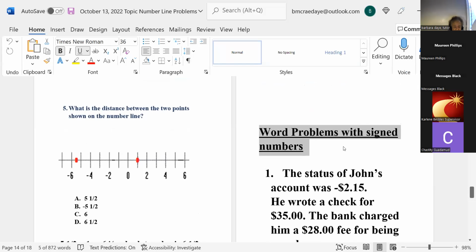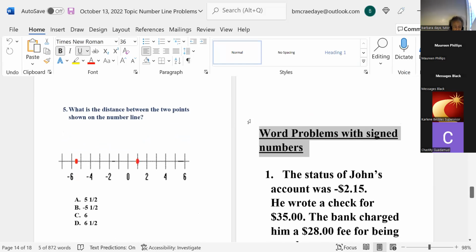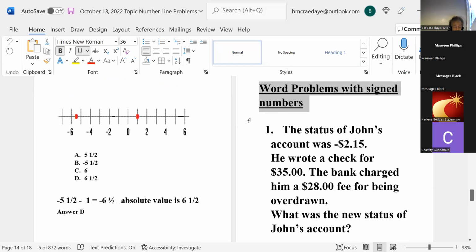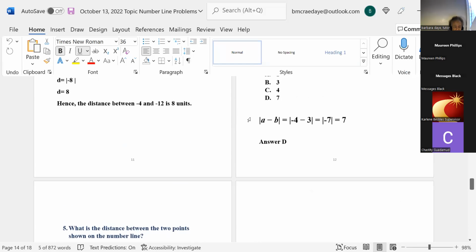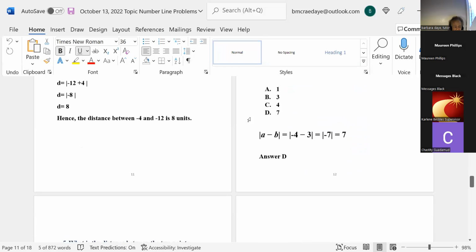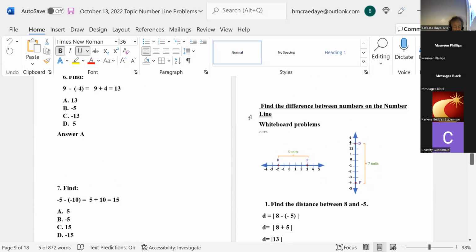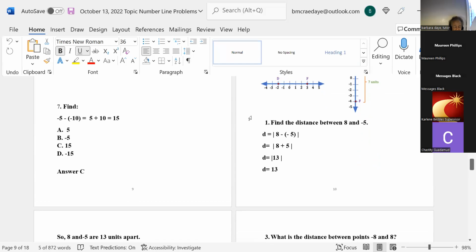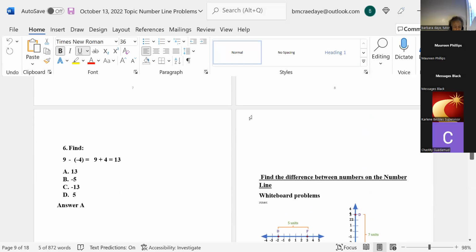Because I'm on the right side of my screen. Maybe you have to scroll up a little for me. See it? No, nothing. I'm still seeing number 6, number 7. Okay, I see the whiteboard problem and the number line. Vertical and horizontal. You said whiteboard, find the distance between 8 and -5. You see that? No.